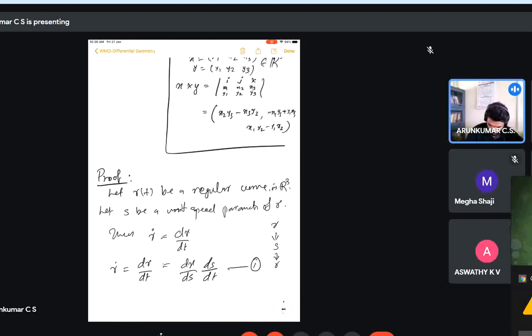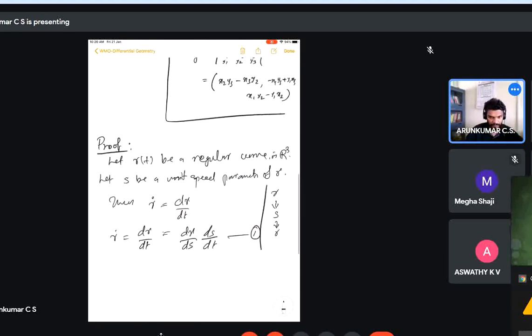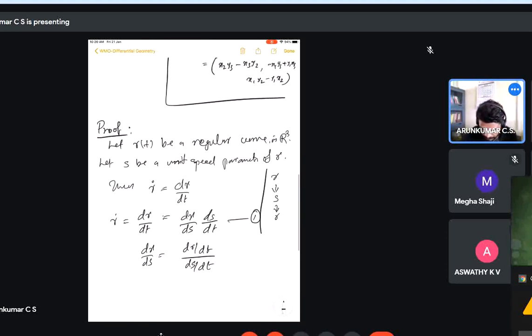So this is one. Maybe we can compute d gamma by ds from here. This will be d gamma by dt divided by ds by dt, right? Okay.